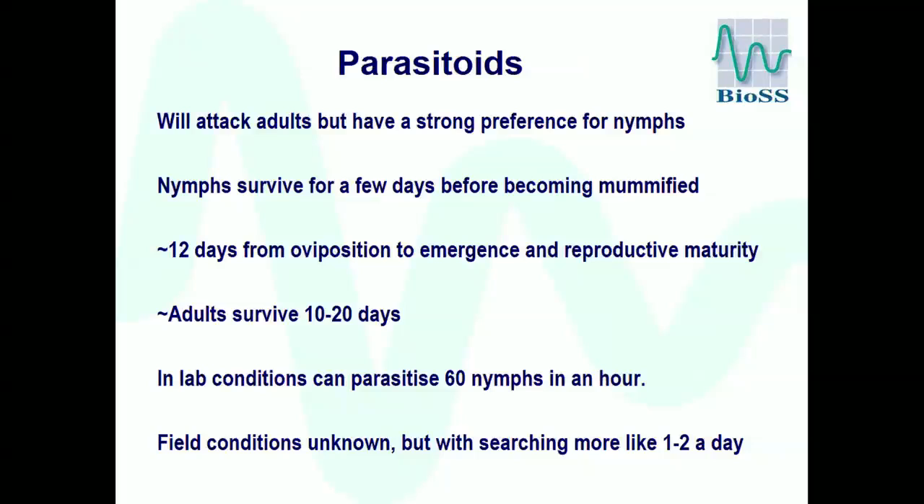In lab conditions, they parasitize about 60 nymphs an hour, but once you let them in the field and they've got to search for the blessed things, you can bring it down to an average of more like 1 to 2 a day. What happens is they can go days and find nothing, and then they find a leaf with aphids and they go for a lot.